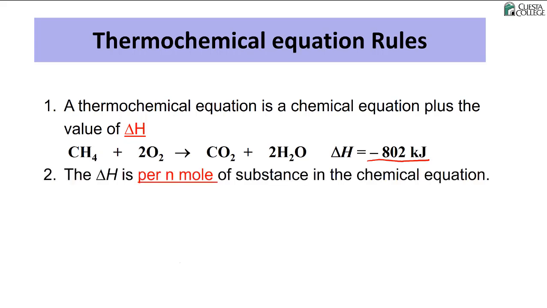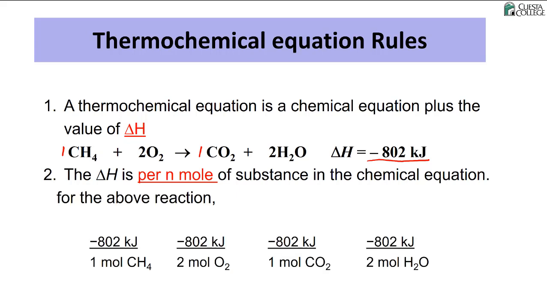The delta H value for the reaction is per mole of substance in the chemical equation, in terms of the coefficients. So the coefficient of methane is assumed to be 1, oxygen is 2, CO2 is 1, and water is 2. We can develop some ratios to show these useful relationships between the delta H and the number of moles of the reactants and products.